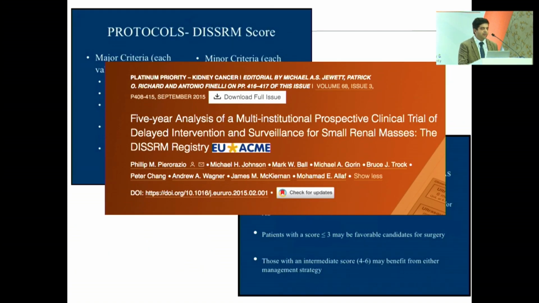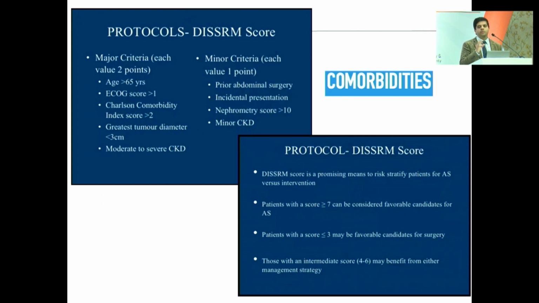So this is the study I was talking about, the DISSRM study, led by Pierorazio et al. This is a multicentric study based in the United States, where they recruited about 497 patients to begin with, and they studied longitudinally how these patients have done when they were put on active surveillance versus primary intervention. And there was a clause of delayed intervention if there is progression on active surveillance. So they tried to figure out a way in which they could decide whether they could put the patient on active surveillance or whether to intervene primarily.